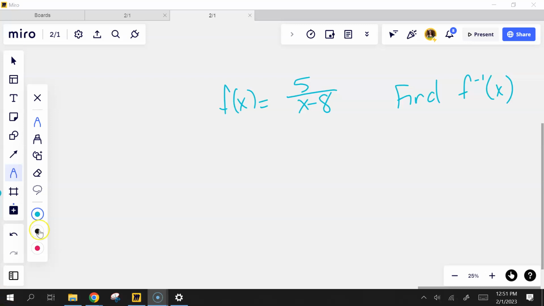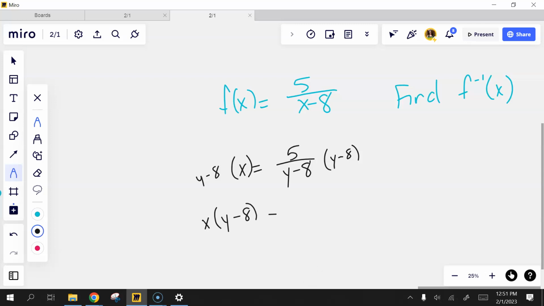I'm going to switch x and y. Okay, you can't add 8 because 8's in the denominator. What'd you do? That's what I would do. I would multiply by y minus 8 on both sides. Remember what I'm trying to solve for. What am I trying to solve for? Y. All right, so I have x times y minus 8.